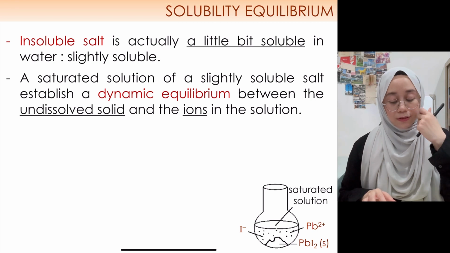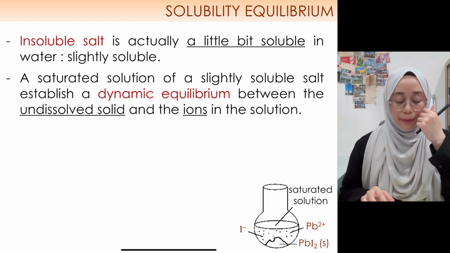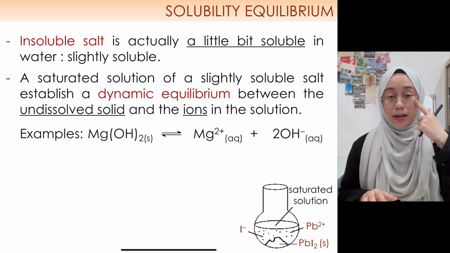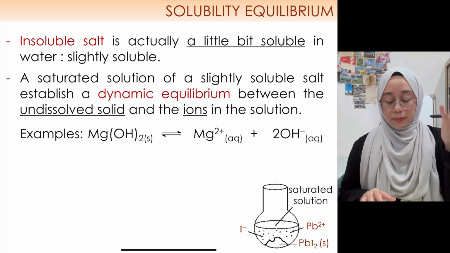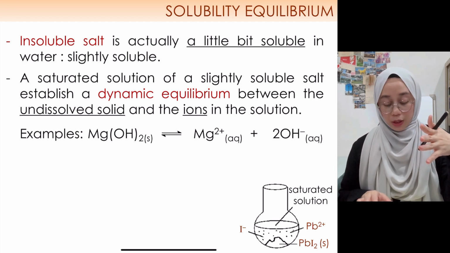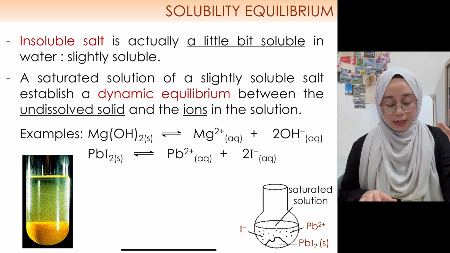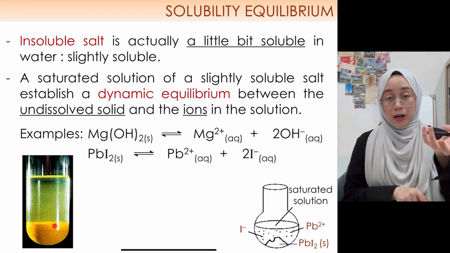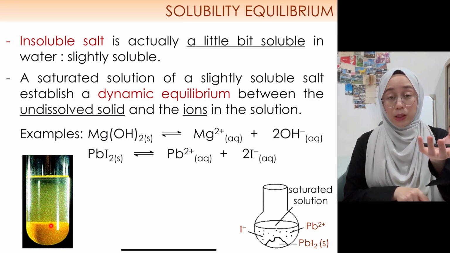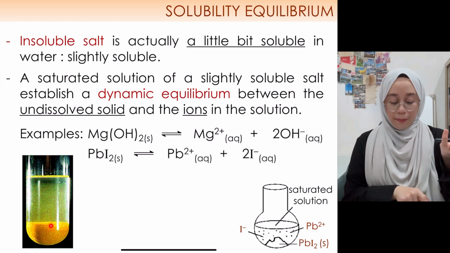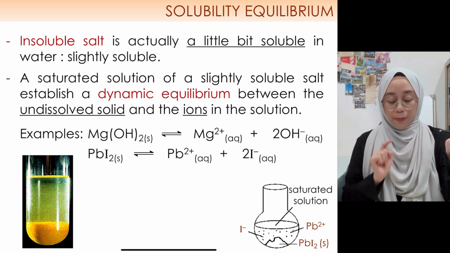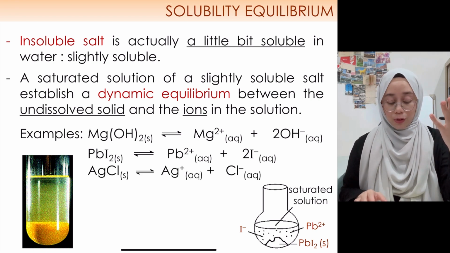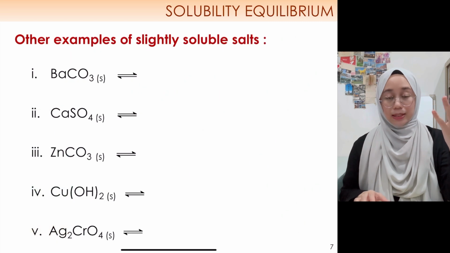So a saturated solution of slightly soluble salt establishes a dynamic equilibrium between the undissolved solid and also the ions in the solution. So for example, kita ada Mg(OH)2 dekat sini, so kita akan dapat Mg2+ dengan 2OH- kalau kita masukkan dalam water. So contoh lain kita ada lead iodide dekat sini, so you can see that dia ada macam precipitate kan dekat bahagian bawah tu, that is actually the undissolved solute. Okay, meanwhile yang akan dissolve dalam water tu akan produce the Pb2+ ion and also 2I-, and we also have contoh AgCl yang akan hasilkan Ag+ dengan Cl-.